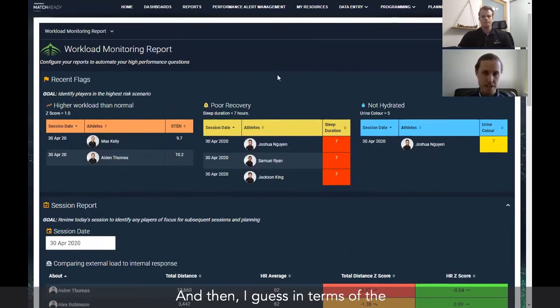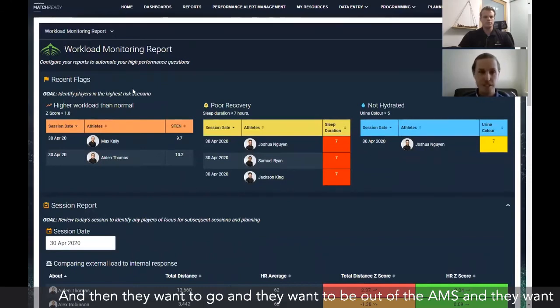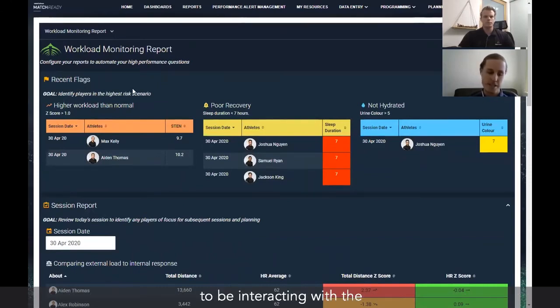And then in terms of the audience, to start with this report, we've got a lot of coaches and practitioners all over the world that just want very simple information. They want that alert. They want to land in the platform and see the most recent flags. And then they want to be out of the AMS, and they want to be interacting with the athletes and actually having those discussions. So the very simple layout I've got here is for those practitioners that just want to get in and out.